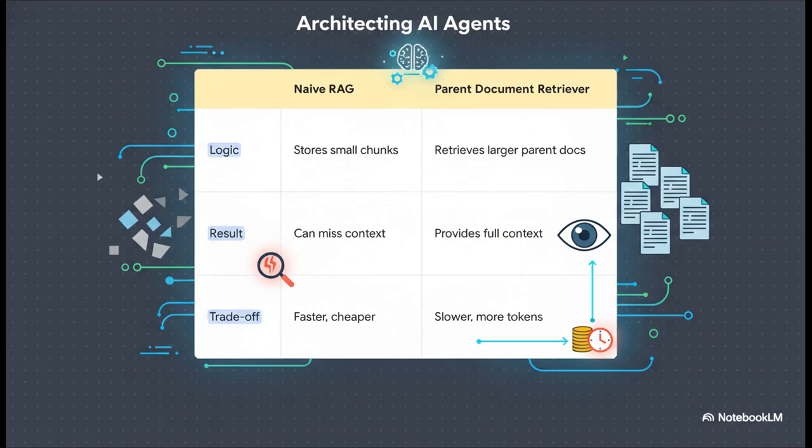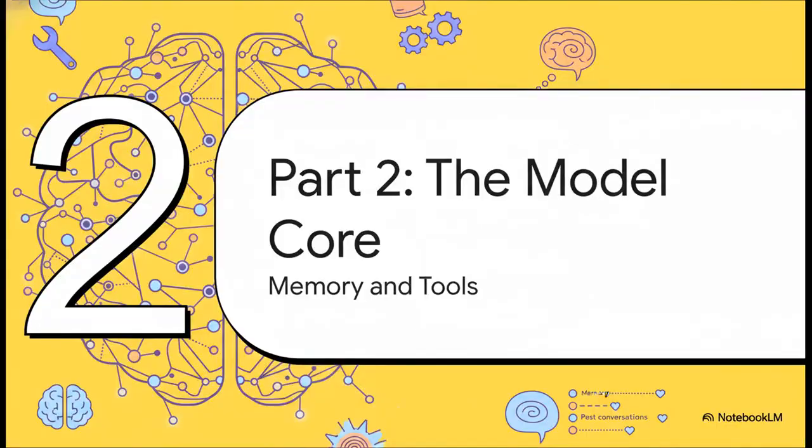Now, look at the trade-off on that bottom row. Yeah, it's a bit slower, and it uses more tokens, so it costs more. But the quality of the answer, it goes through the roof. And that is a classic engineering decision you have to make. Okay, fantastic. Our data foundation is solid. Now we can move up the stack to part 2, the model core.